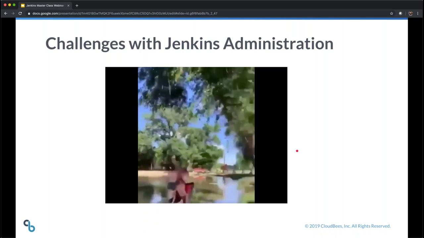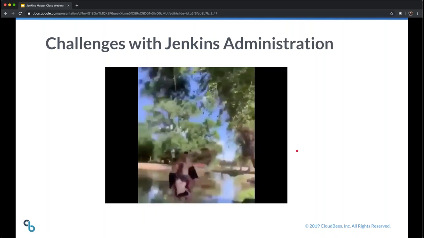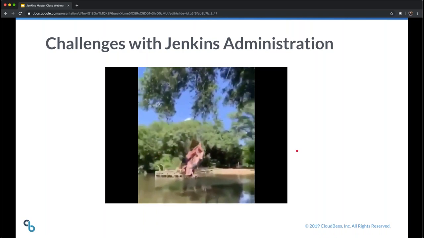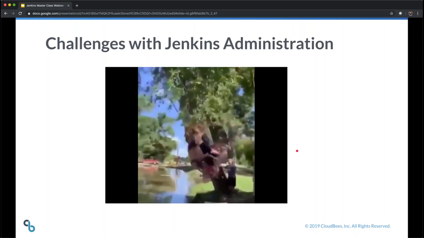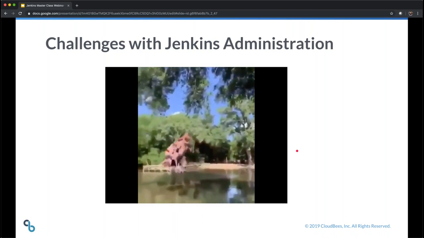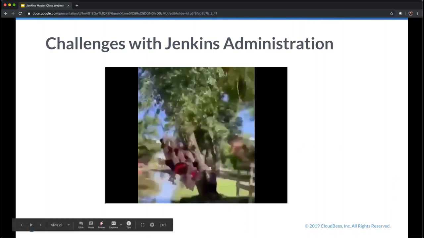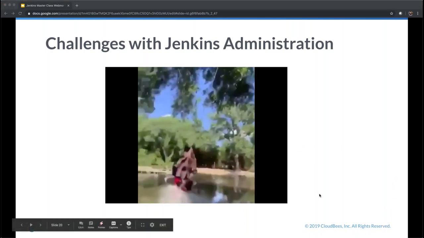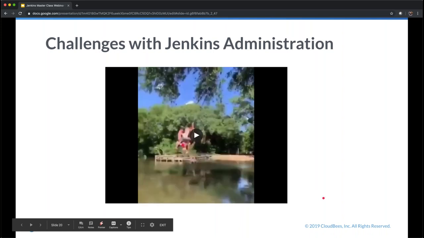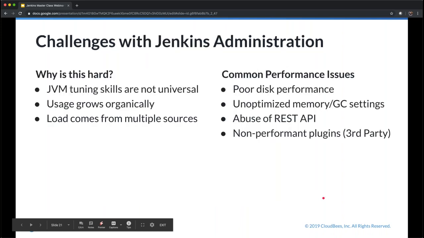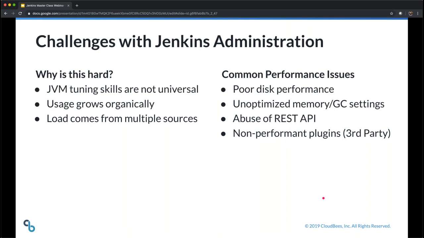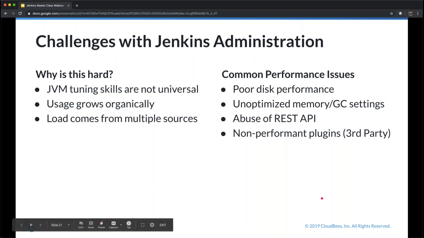And this adoption starts to grow exponentially, and it's difficult to predict. And so as we add more and more load onto this instance, inevitably you're going to come up against a breaking point, and you're going to see that breaking point right there. And so it's a really good video to show a challenge when you're administering Jenkins. And so why is this so hard, right? I think JVM tuning skills is a great point to mention because it's a niche. It's not something you're going to learn in computer science, for instance.